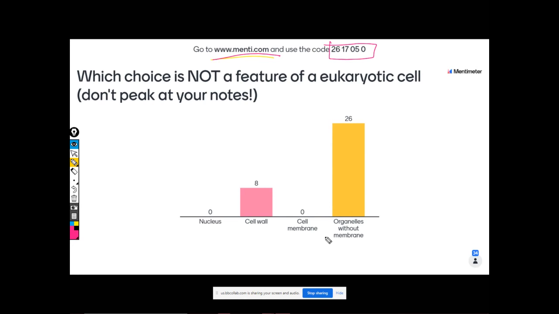Okay. Yeah, pink's fine. All right, so let's take a peek at this.